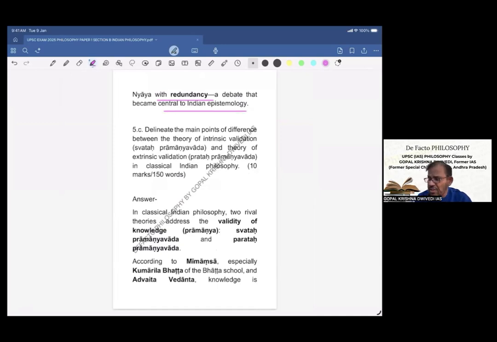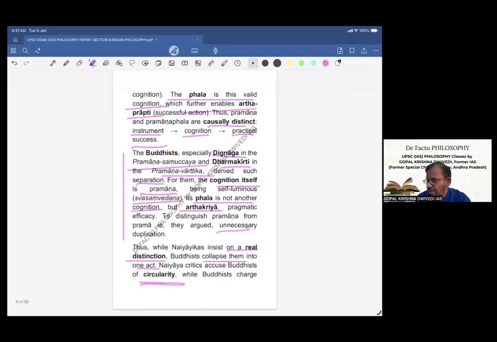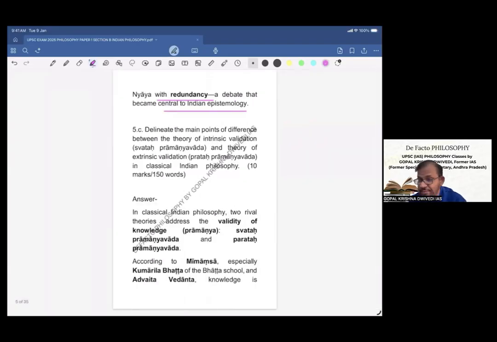Now you see, in the last paragraph, very briefly, some critical evaluative comments have been made, and the previous paragraphs describe both the views which have been asked in the question. Now we'll go to part C. Delineate the main points of difference between theory of intrinsic validation, Swatah Pramanyavad, and theory of extrinsic validation, Paratah Pramanyavad, in classical Indian philosophy.